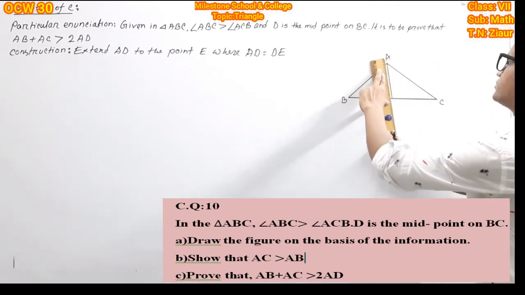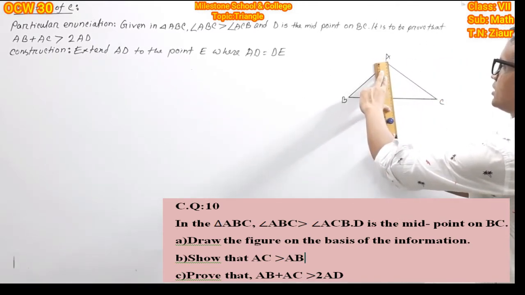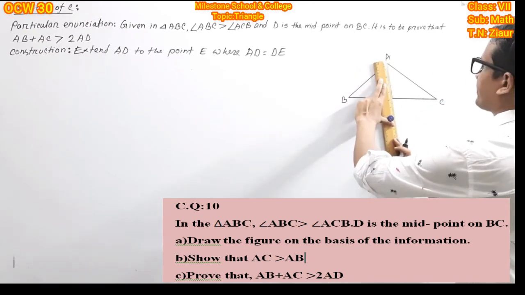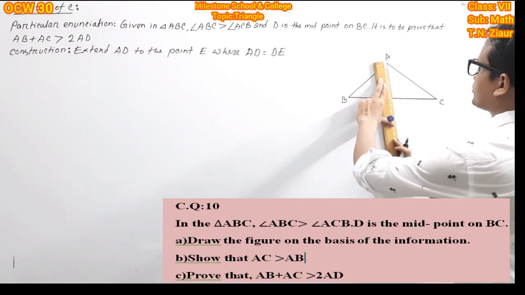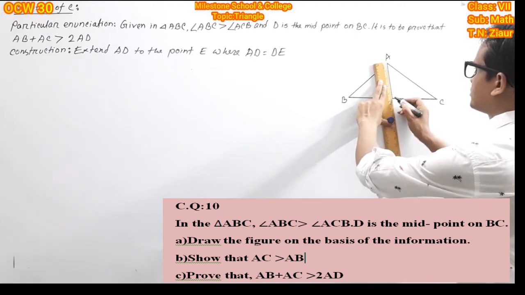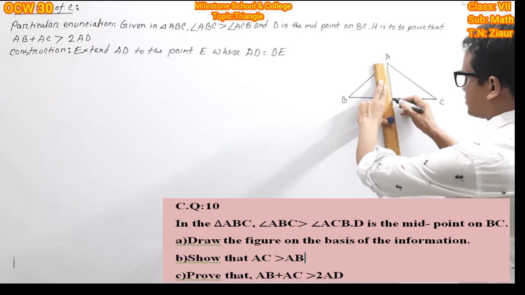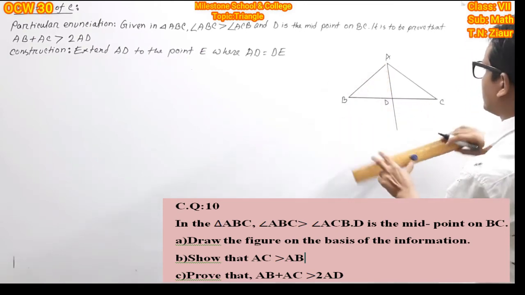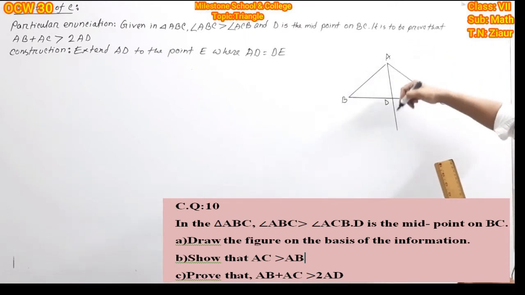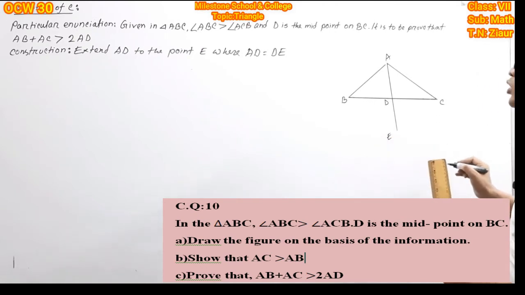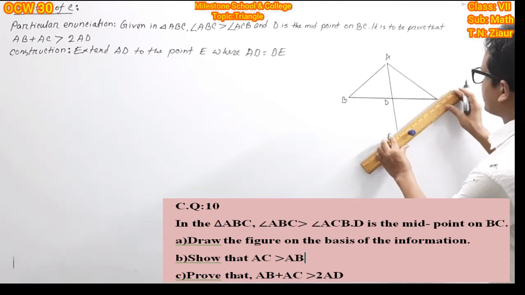Okay, so this one is the measurement. Suppose we will take this one here about 5 distance. So just you can take, okay, this one. Now extend AD to the point E. This one is point E, and join EC. Join EC.